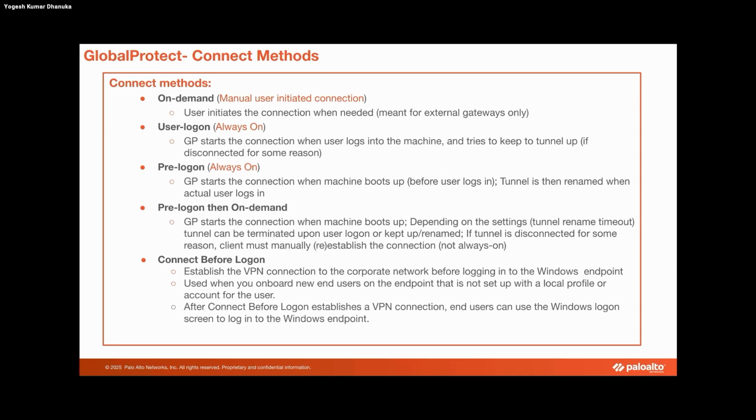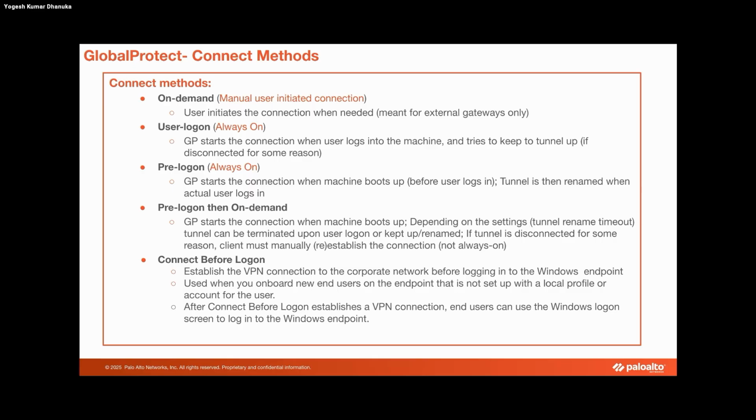Pre-logon is a specific way of connection where there is no user involvement. The GP client connects even before the user has a chance to log into the system. That works in a way where there is a machine certificate installed on the user system. It can be Mac or Windows. Even before the user has logged on, the GP client will use that machine certificate, and as soon as it has network connectivity, the GP will establish a tunnel to the Prisma Access gateway.